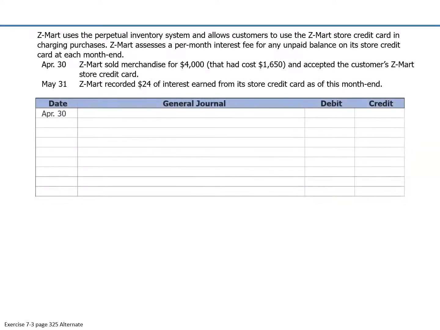All right, so same problem, different numbers. Why don't you take a try at this one, and when you're done, you can resume the recording and we will go through it.